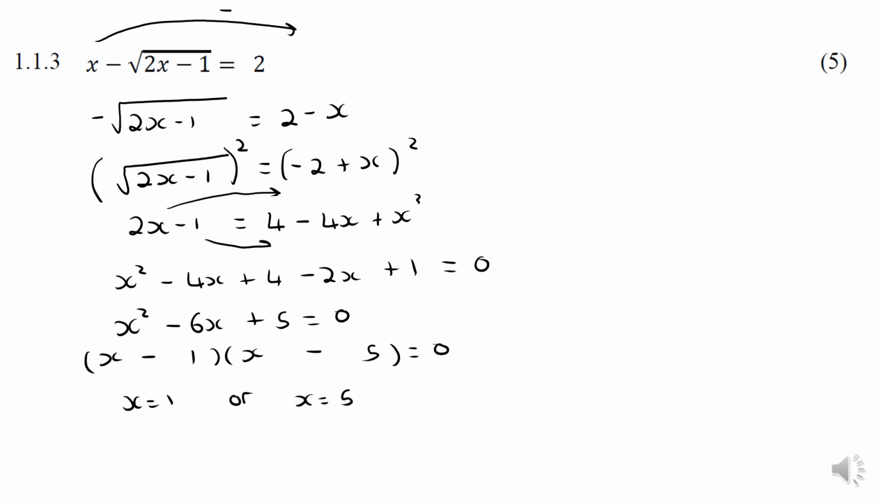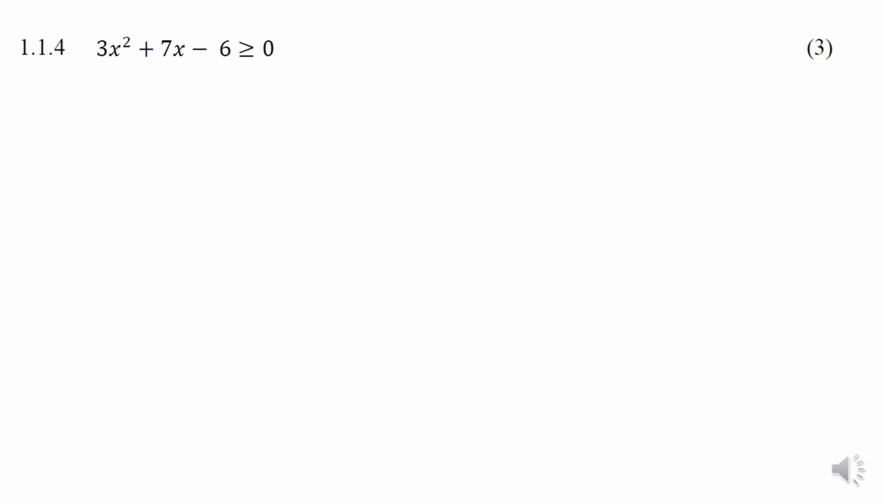And then because it's a surd, you have to check if 1 and 5 are applicable. In this case, 1 is not applicable, but 5 is. For 1.1.4, we have an inequality, 3x squared plus 7x minus 6. When you factorize this trinomial, you'll notice it is a complicated trinomial.